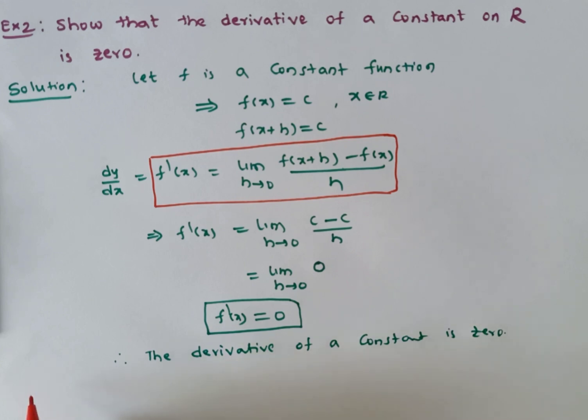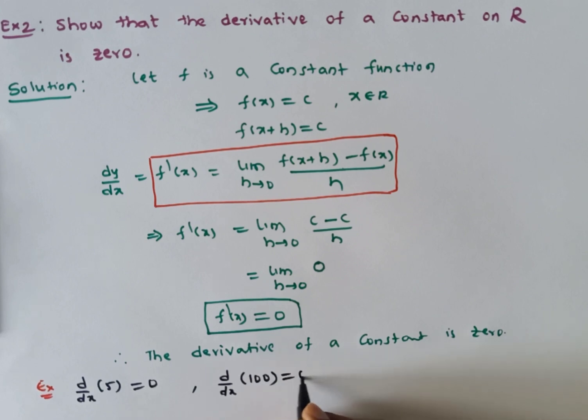So for example, we can write like this. Here, d by dx of 5, say, directly you can write it as 0. Next, d by dx of 100, the derivative, so 100 is nothing but a constant, so the derivative of a constant with respect to any variable is always 0.